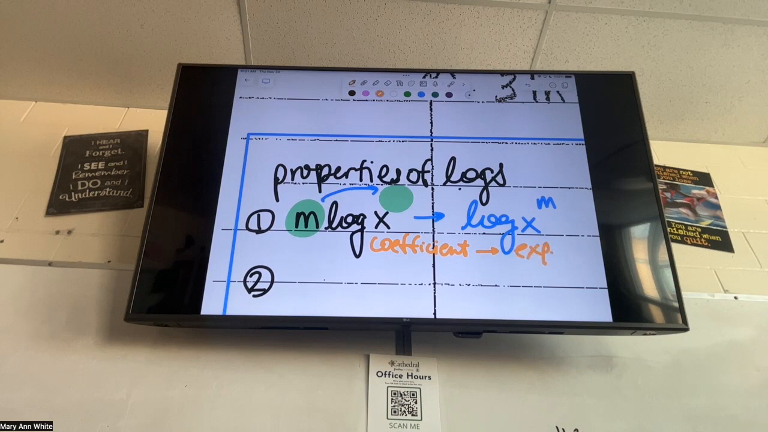You remember that, right? Now, there were times that we didn't move it to be the exponent, we just divided, and that's because we had an equal sign. I'm arguing that when we don't have an equal sign, we always want to move it to an exponent, okay?